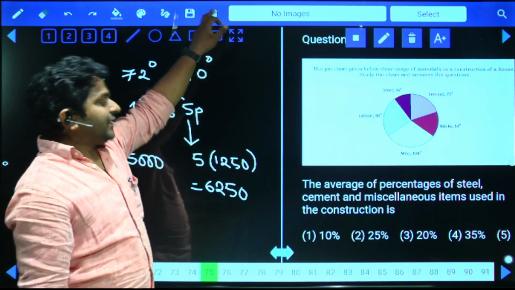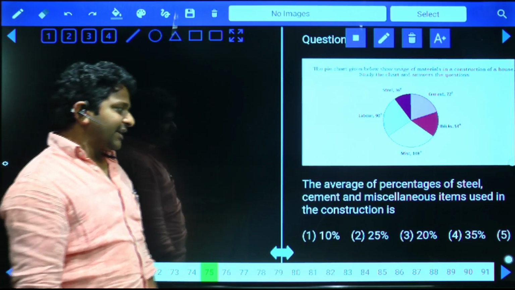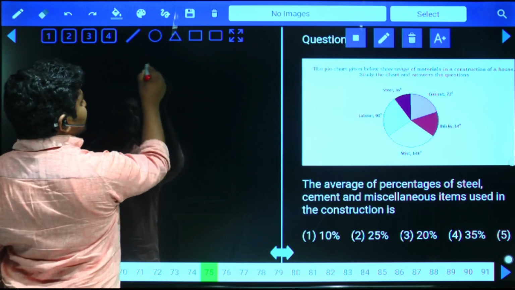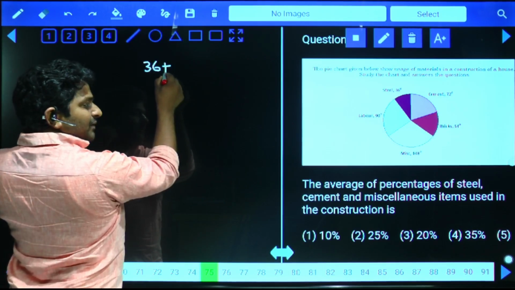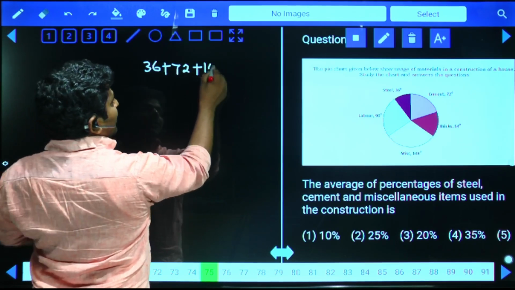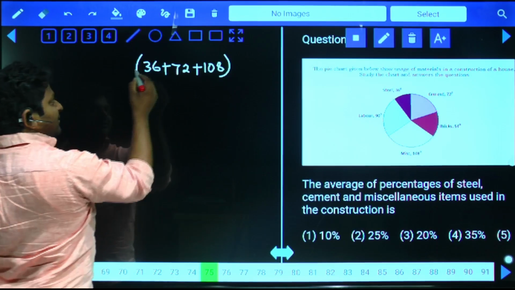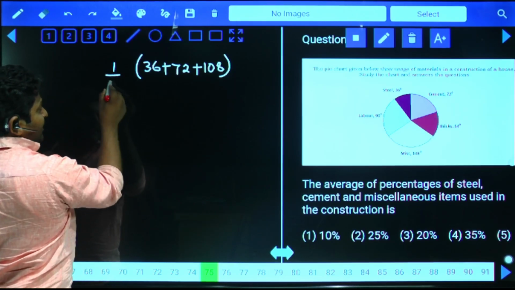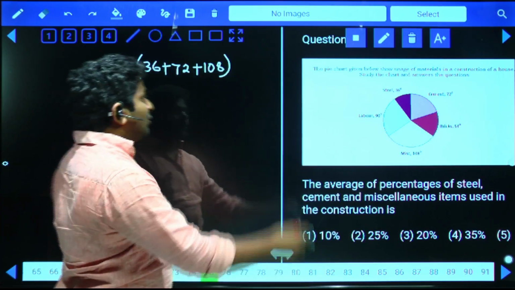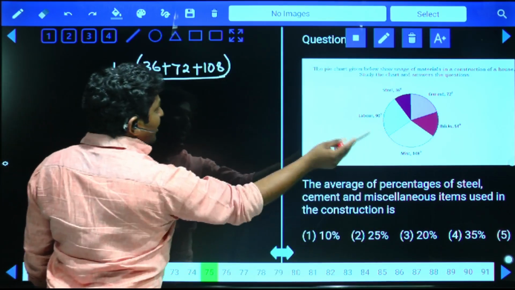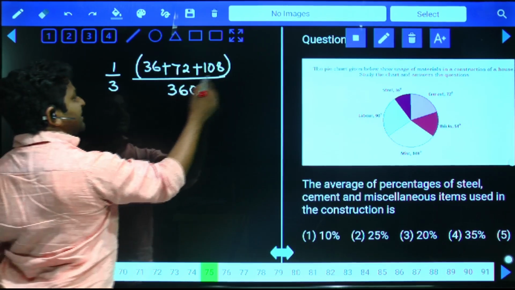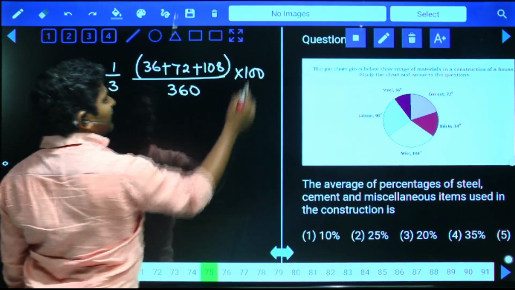The average percentage of steel, cement, miscellaneous items together. Steel, cement, miscellaneous. Steel is 36 degrees. Cement is 72 degrees. And miscellaneous is 108. Now for this we need to calculate the average, that is equal to 1/3. But you are asked to calculate the percentage. Total degrees are 360. Out of 360, steel, cement, miscellaneous are this much. So divide by 360 to convert into percentage, into 100.